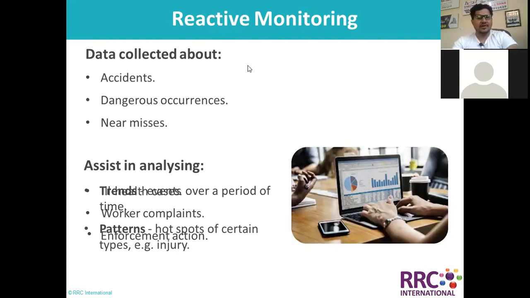Now, reactive monitoring means you need to collect data about accidents, dangerous occurrences, and near misses. Here, again, let me share some practical issues. There are several near misses, but our employees are not trained how to report, or intentionally, a culture has developed not to report. If a forklift has hit a machine a little bit and there is a possibility of asset damage, he will not report. He will try his level best to hide it.